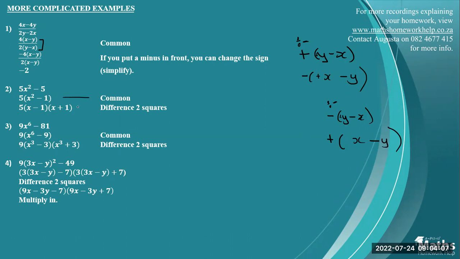Something common first, then difference between 2 squares. Very often you can apply 2 of the steps, right? Here you take something out common first, the 9, and then you apply difference between 2 squares. Here's a more complicated one. It's like difference between 2 squares on steroids. You get the square root of 9, which is 3 and 3, and then that bracket you split up, and the 49 will be a 7 and a 7. Then you just multiply in to simplify it.